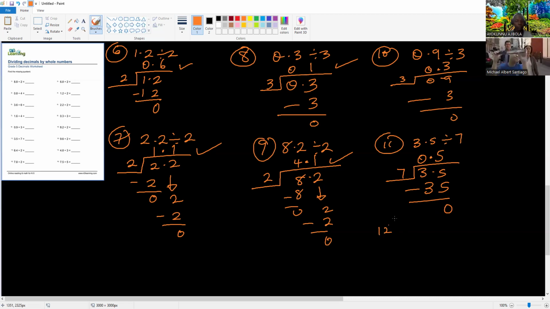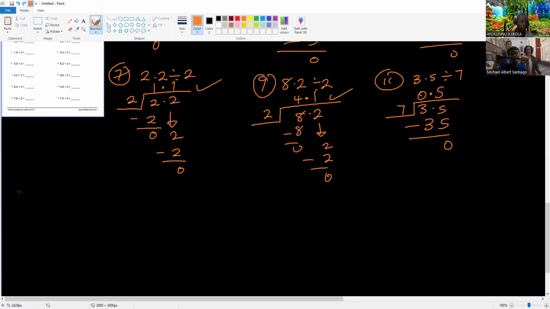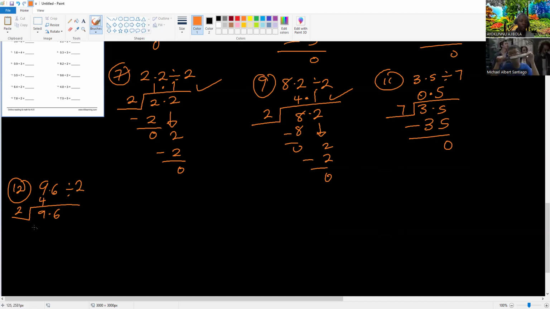Then number 12. Let's go through number 12. 9.6 divided by 2. Can you see this? Yes. Okay, 2 in 9 is 4. 4 times 2, 8. Then 9 minus 8 is 1. Then you bring down 6. That's 16. 2 in 16 is 8. Then 2 times 8 is 16, you have 0. So 4.8 is the answer.